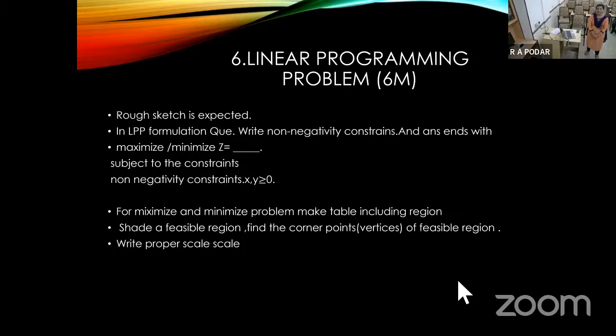Whatever points come as vertices, if it is an intersecting point, then you have to find it by solving the equations simultaneously. Don't rely on the graph paper because we are drawing a rough sketch, so the values will not be proper. So you have to find it by solving the equations and take that value. And whenever we plot a graph, the scale is mandatory. So we have to write a proper scale, on the x-axis whatever you have taken according to the question, and on the y-axis whatever is there according to the question. So these points you have to consider while solving the LPP questions.